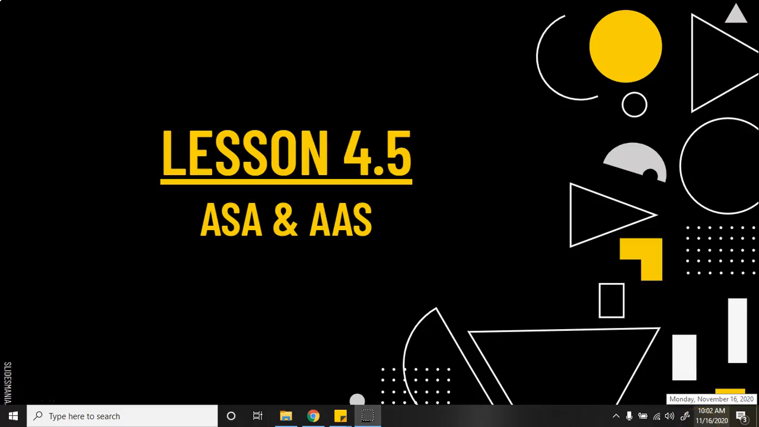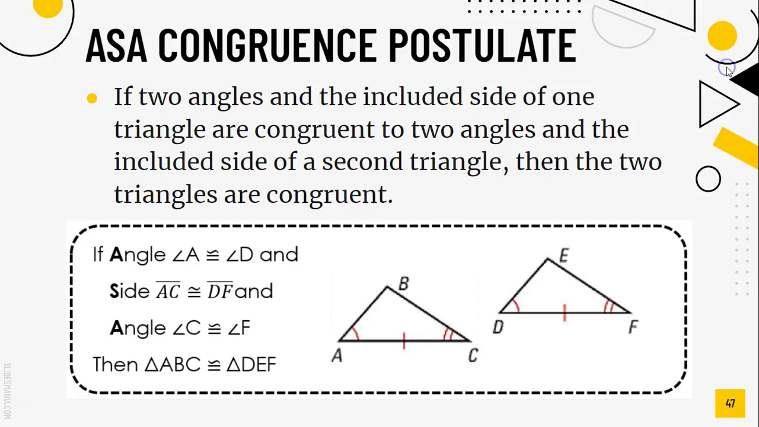Today is lesson 4.5, ASA and AAS. ASA stands for angle, side, angle, and AAS stands for angle, angle, side. So the first thing we're going to talk about is the ASA congruence postulate.